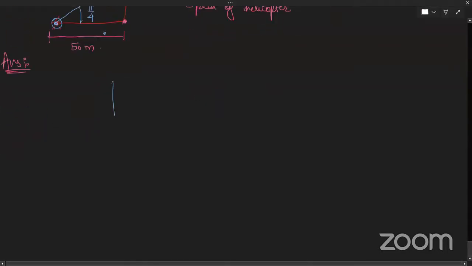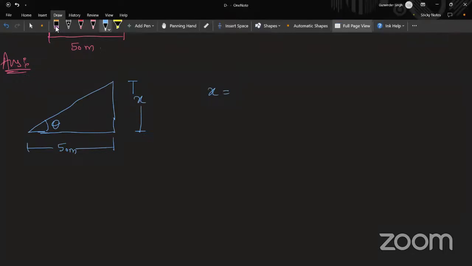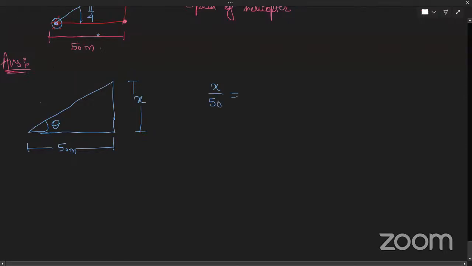So again, I'll write it like this. I'll assume this height to be X. This distance is already 50 meters, and this angle is theta. Can I get a relation between X and theta? What is the value of X divided by 50? X by 50 is tan theta. So X is 50 times tan theta. Do you agree with this?